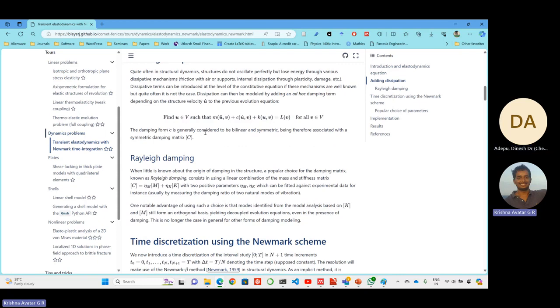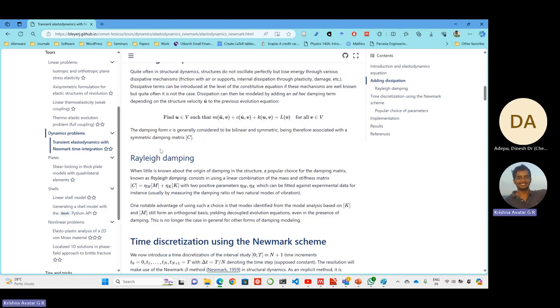Now here the damping term is generally considered to be linear and symmetric, because if there is a constraint on C, like if C is not symmetric and bilinear, then it becomes slightly tougher to solve. Then we cannot use all those symmetric properties.